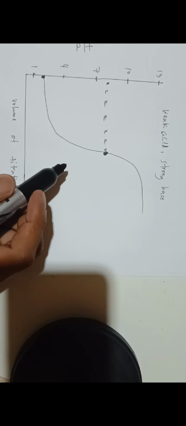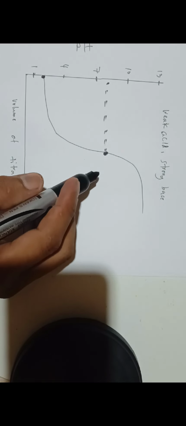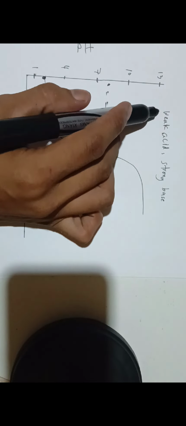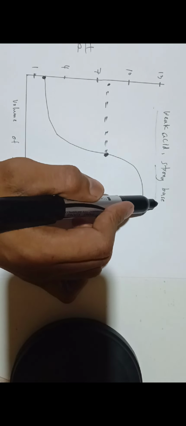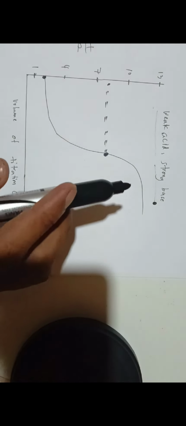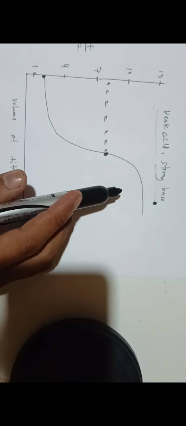Following the logic that we use for this titration curve, the weak base and strong acid titration curve, we have a weak acid, so it means we must put a weak acid such as acetic acid.